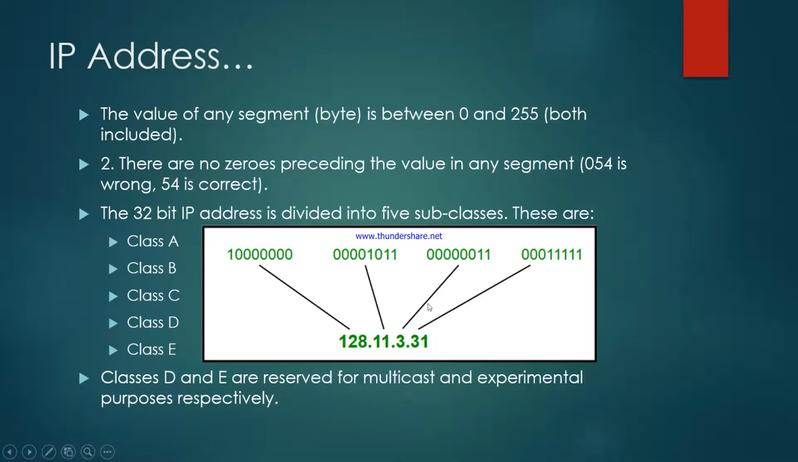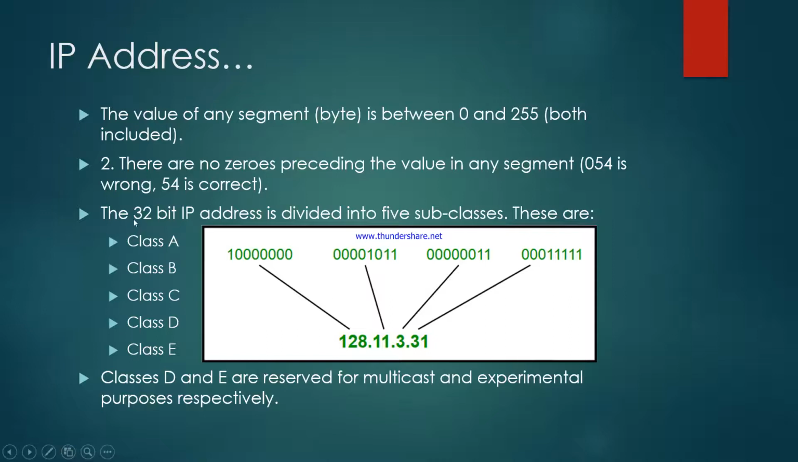See, in these 4 octets, here it is 3, here it is 11, here it is 31. So we cannot use 011, we cannot use 03, we cannot use 031; we cannot use 0 as the preceding digit of the value in any segment. If we use 0, then it will be the wrong IP address.